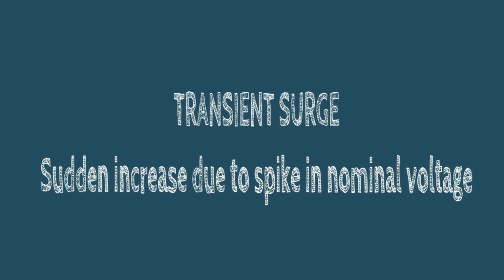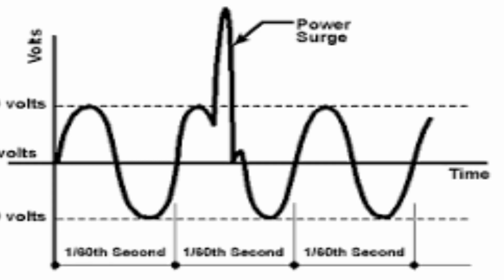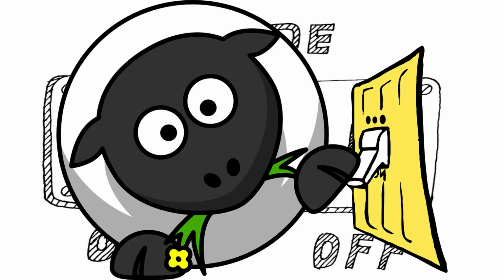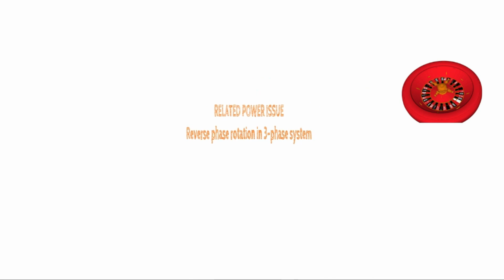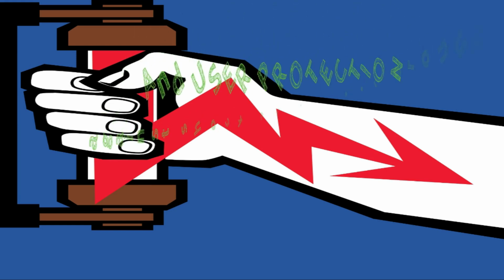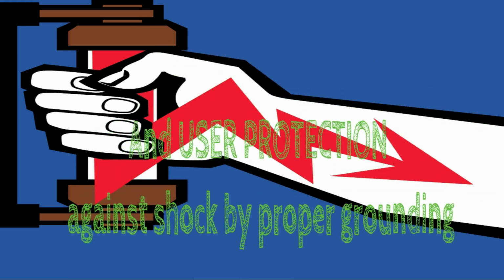Transient surge is a sudden increase due to a spike in nominal voltage. This does happen when switching on a device or due to lightning effect. The related power issues, on the other hand, may be a reverse phase rotation in a three-phase system. Electrical users need protection against shock, which can only be ensured by proper grounding.